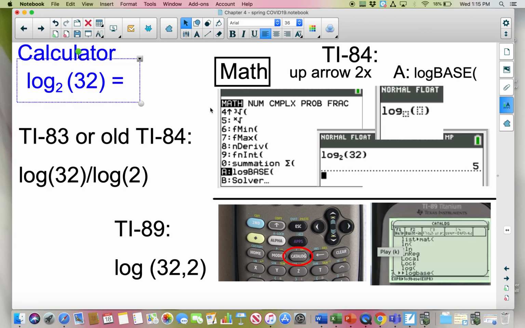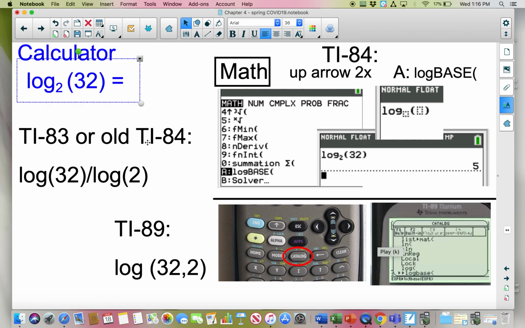Okay, if you're an 84 user, you go to your math key, and then you're going to up arrow 2 times, and you should see letter A says log base. I have a screenshot of it here. When you choose that, it's going to give you log with boxes that you can fill in. You can fill in the base, you can fill in what you want to log. So if you're going to log base 2 of 32, you literally just plug in the boxes. Press enter and you get 5. Not that you would need your calculator to evaluate that one, right?